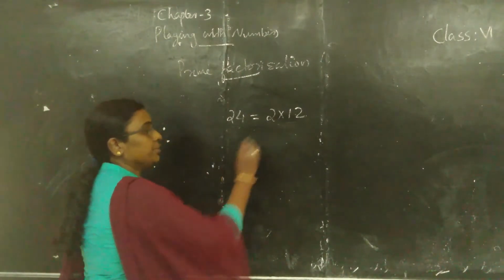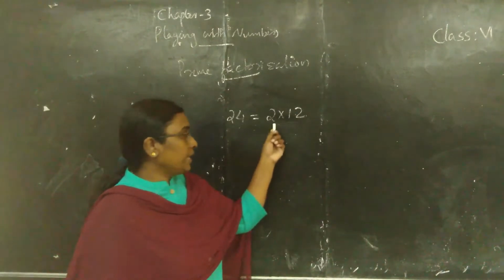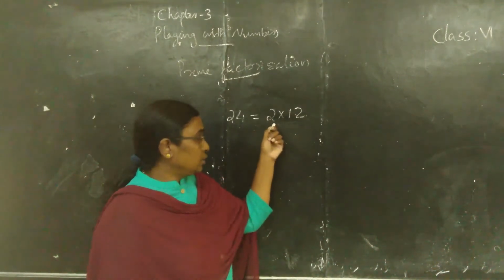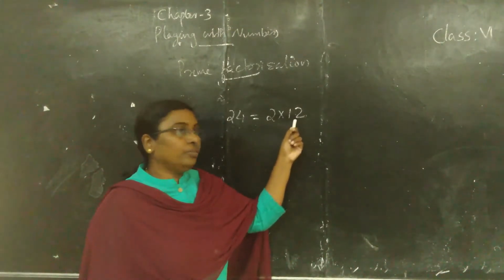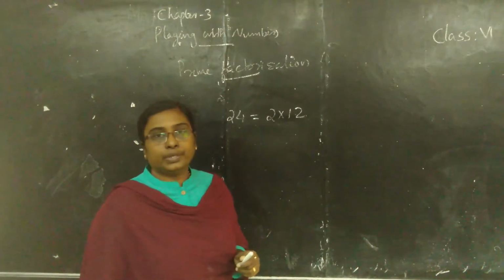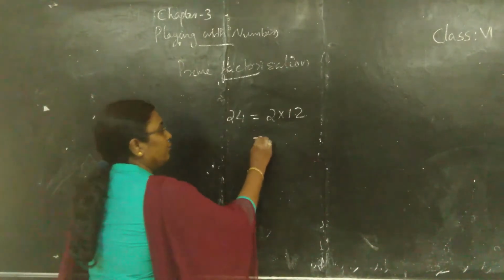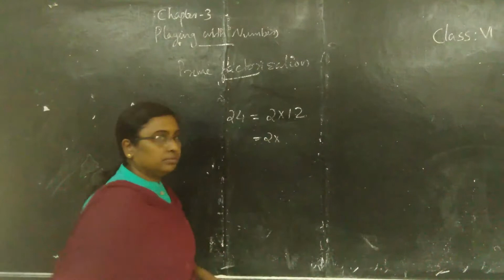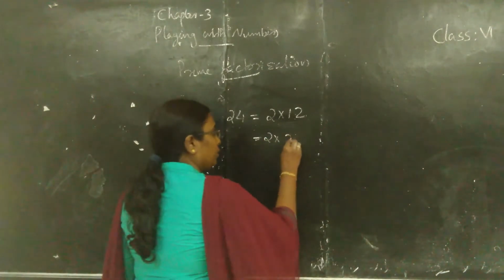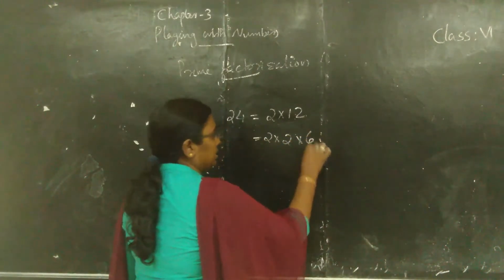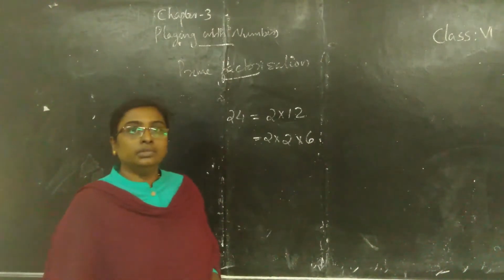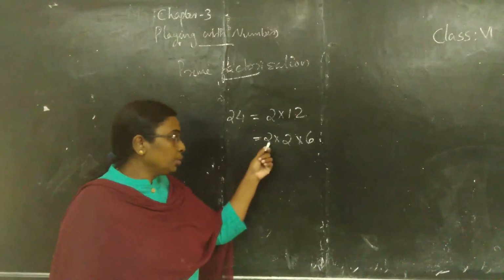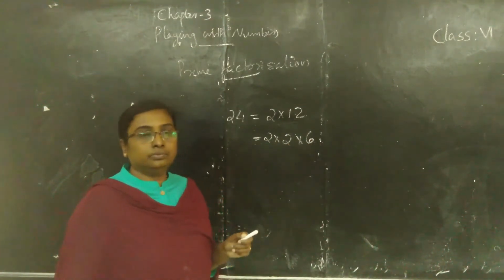Now 24 has been factorized. In this case, the factors are 2 and 12. You know that 2 is a prime number, but 12 is not a prime number. So, we can factorize this 12 again. This 2 into 12, what is 12? 12 equal to 2 into 6. Therefore, 24 equal to 2 into 2 into 6.